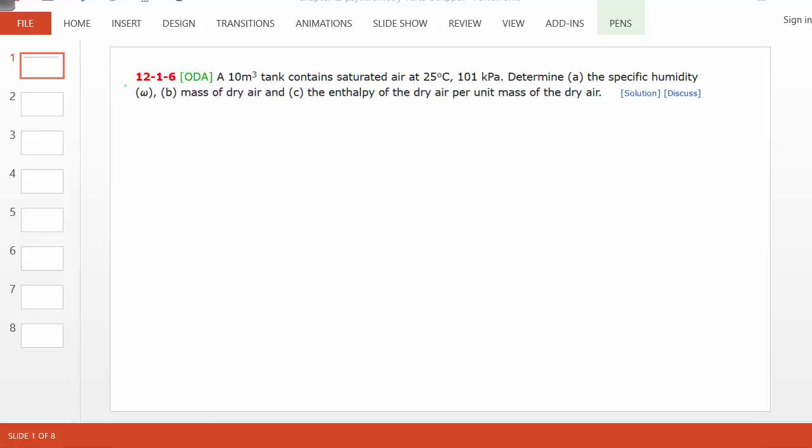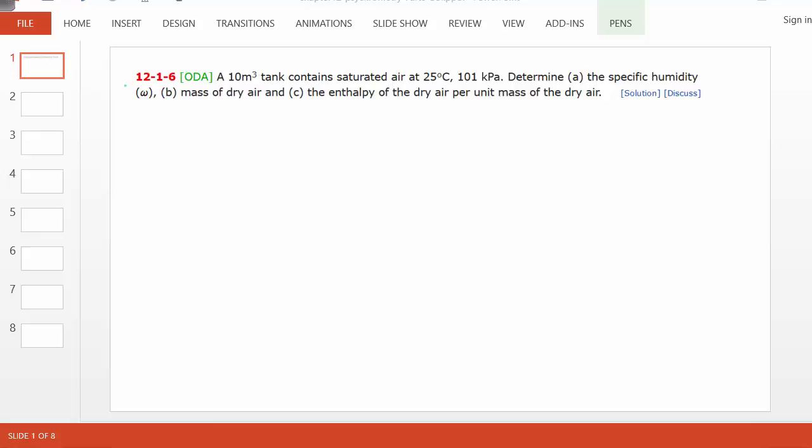So all these quantities, all these properties, you already know what they are. Let's see how we find these quantities manually and verify using appropriate tools. And when we find them manually, let's do both ways, using formulas and using the psychrometric chart. Okay, first things first.